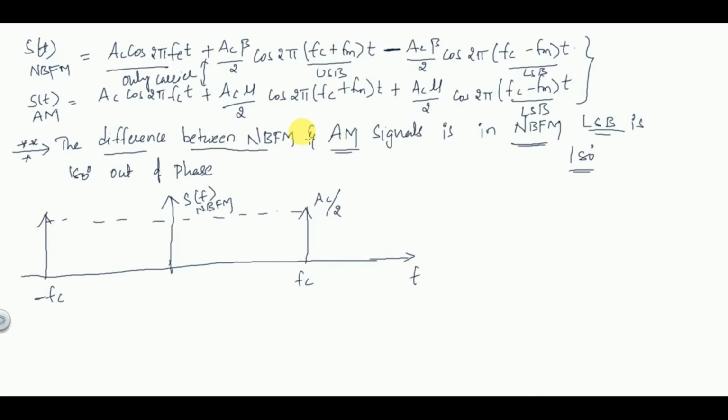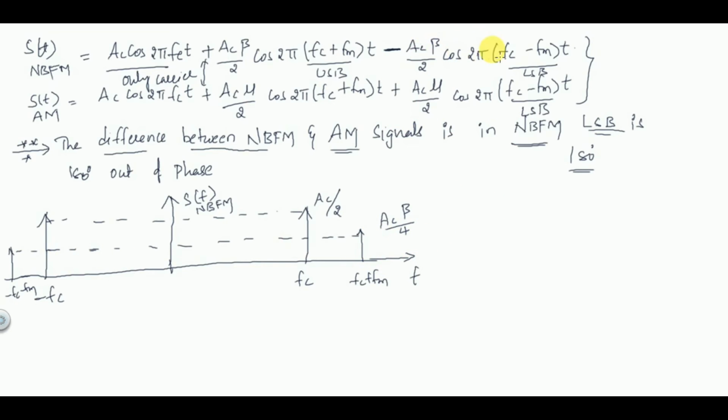Now the second term is USB, so you'll get again two impulses. One is at FC plus FM, the other is at minus FC minus FM. Its impulse amplitude is again divided by 2, so the actual amplitude AC beta by 2 becomes AC beta by 4. This is from the Fourier transform formula only, right?